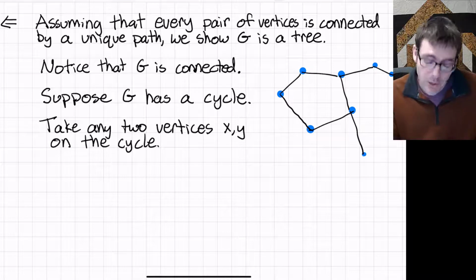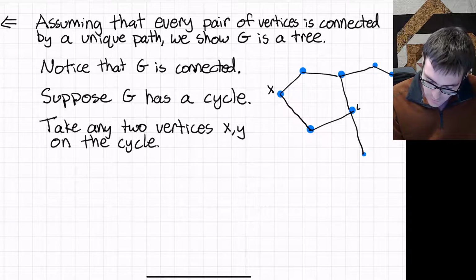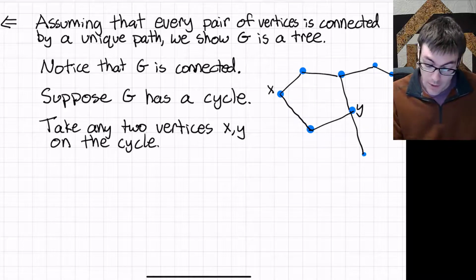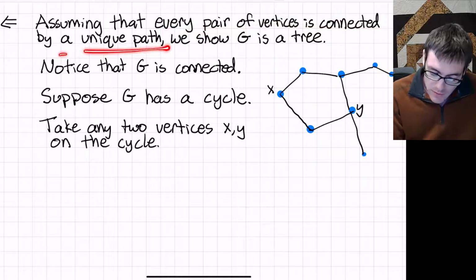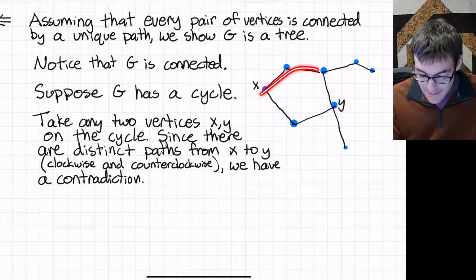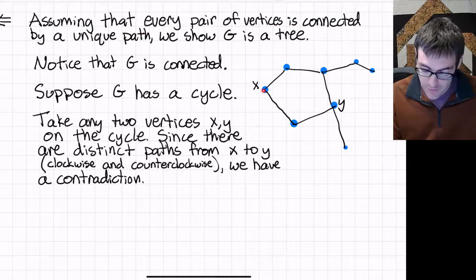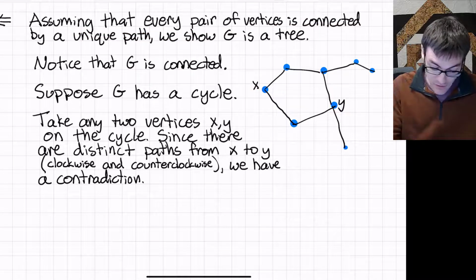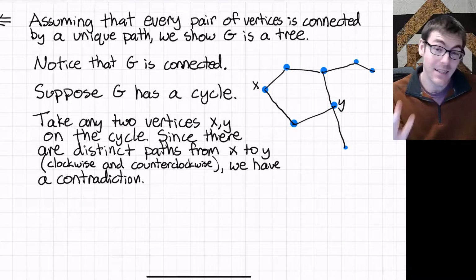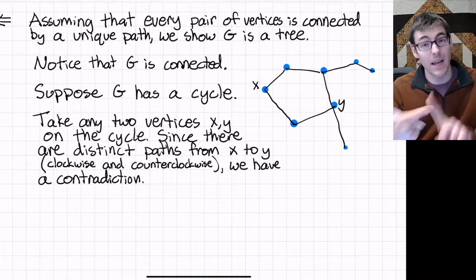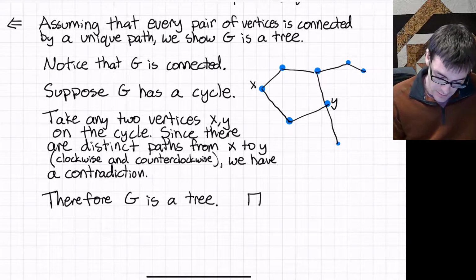To point out the contradiction, let's take any two vertices that are in this cycle. I'm going to use this one and this one. Now, the contradiction is that we already assumed that every pair of vertices is connected by a unique path. So since there are distinct paths from x to y, we are contradicting our assumption. We started off assuming that there was only one path from x to y. So since we have a contradiction, that must mean that our assumption was wrong and that G can't have a cycle. If G is connected and doesn't have a cycle, then it's a tree. So therefore, G is a tree, QED.